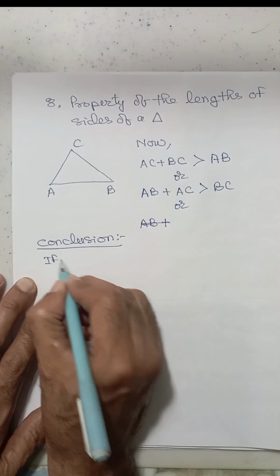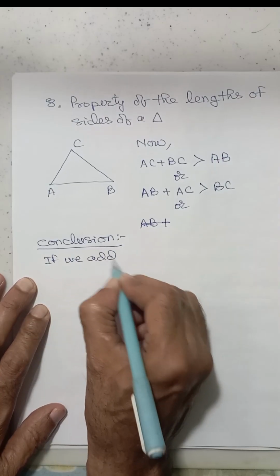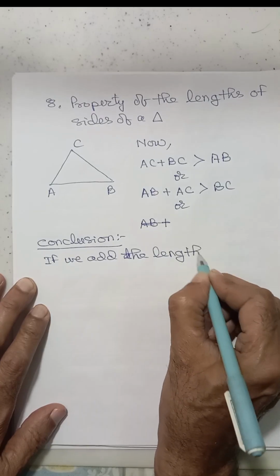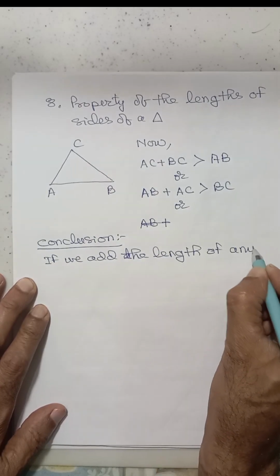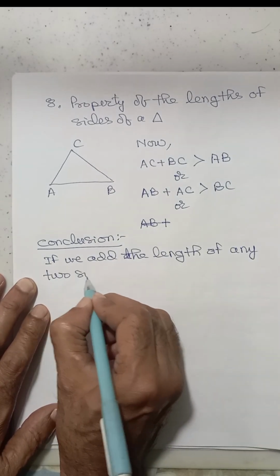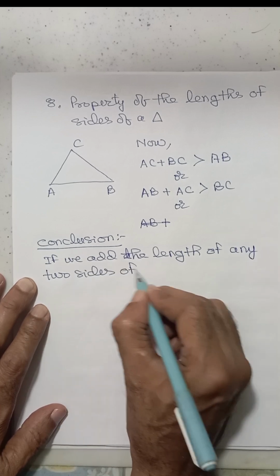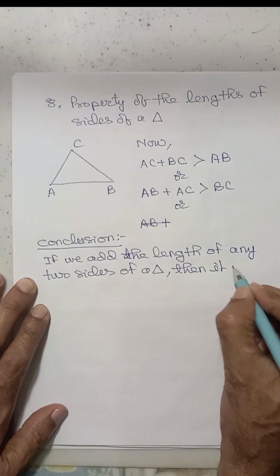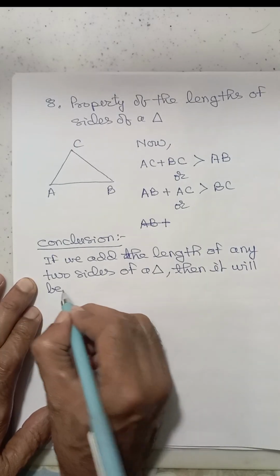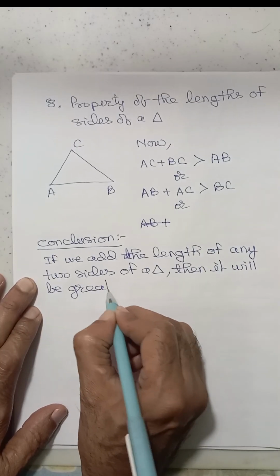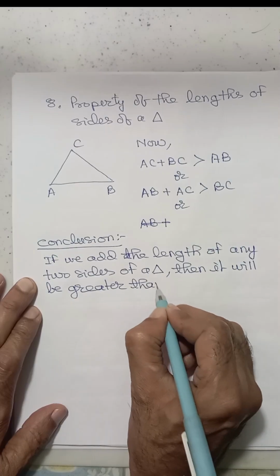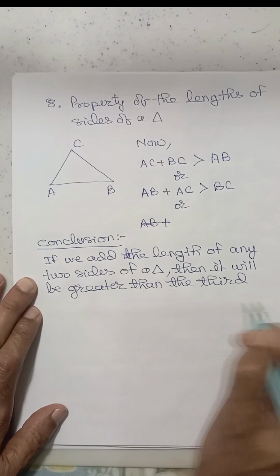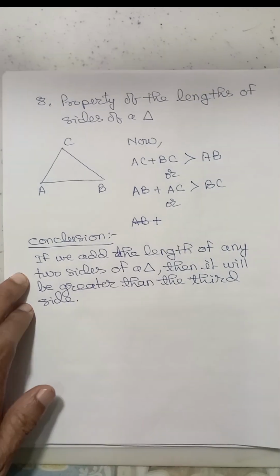If we add the lengths of any two sides of a triangle, then it will be greater than the third side.